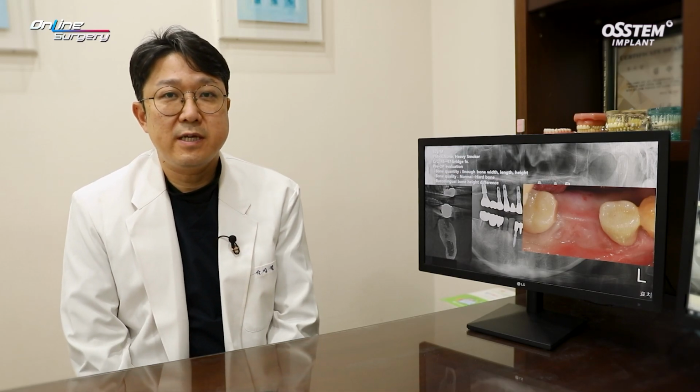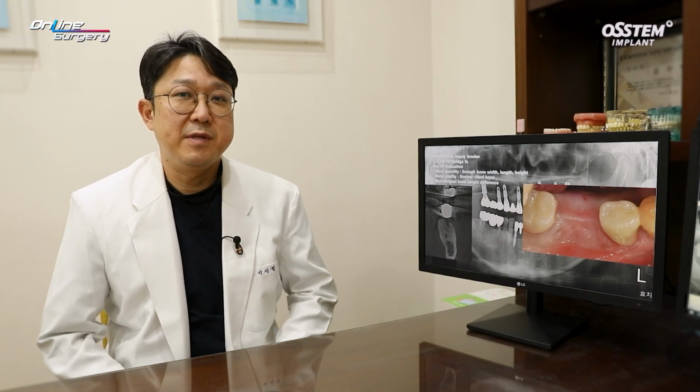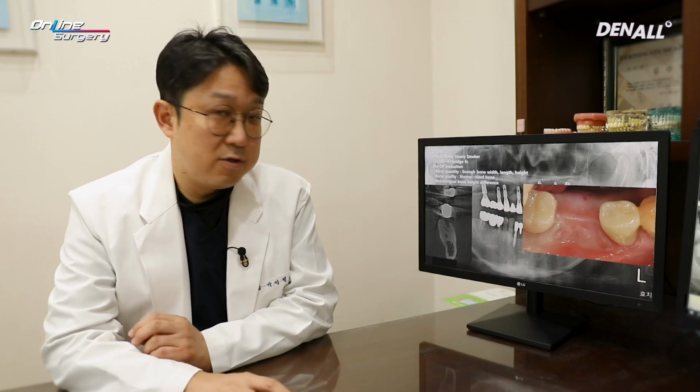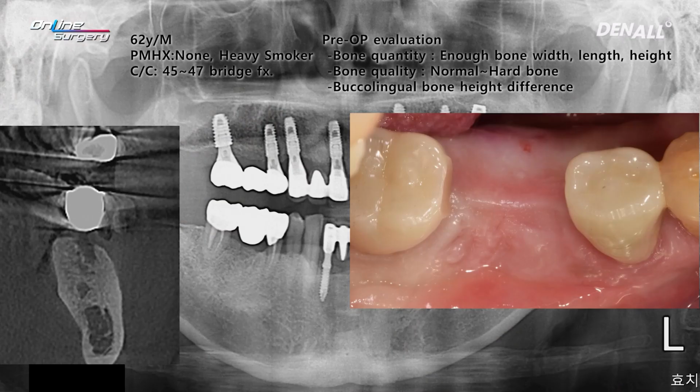Today, I'm going to talk about a very simple clinical case. At number 46, a single implant surgery will be conducted. First, this is the initial visit photo. From number 45 to 47, there was a zirconia bridge, and the pontic part of the bridge fractured. It was decided to remove the pontic part of the bridge and deliver an implant restoration.